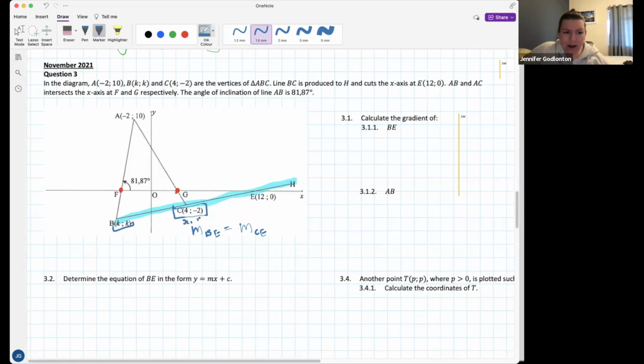So let's make this x1 and y1 and x2 and y2. Can you please pop that into your gradient formula, which I'll quickly write up here, and let me know what you get for your gradient. Don't forget your brackets when you're subtracting a negative.